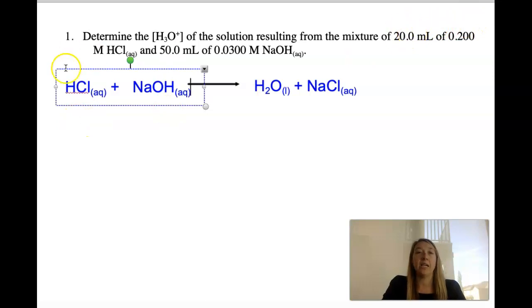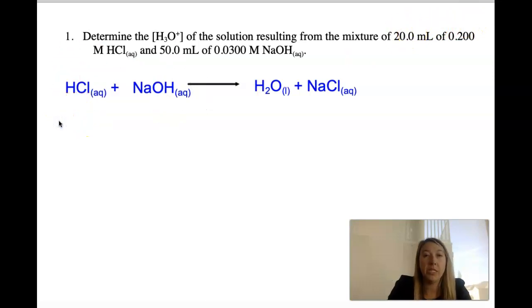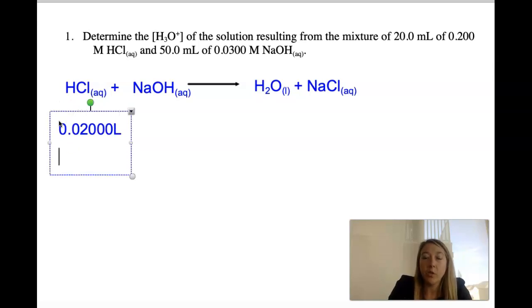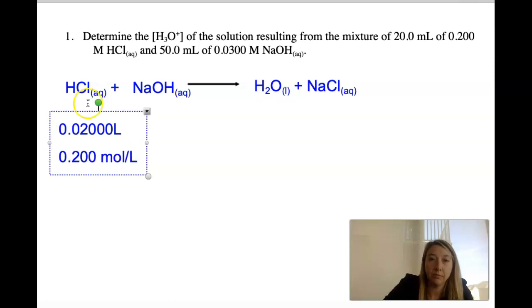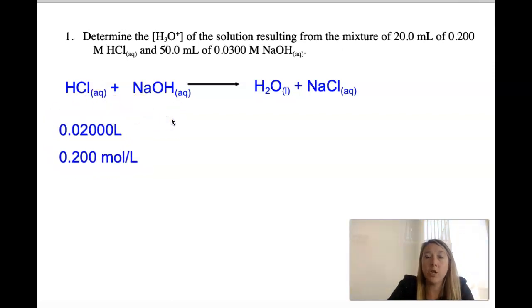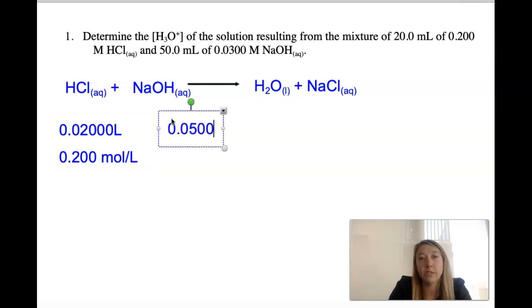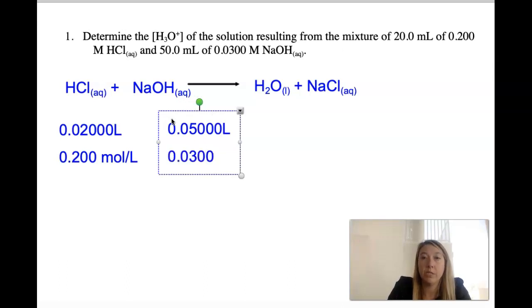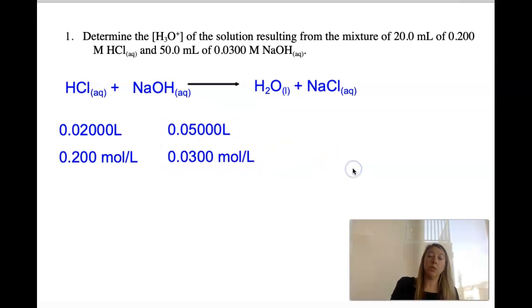we're going to list our givens. For HCl, we know that we have 0.02000 liters, and a concentration of 0.200 moles per liter. Then for sodium hydroxide, we have 50 mils, so 0.05000 liters, and our concentration is 0.300 moles per liter. This already looks a little different than the last one we did, because in the last one we didn't have this; we were looking for that.